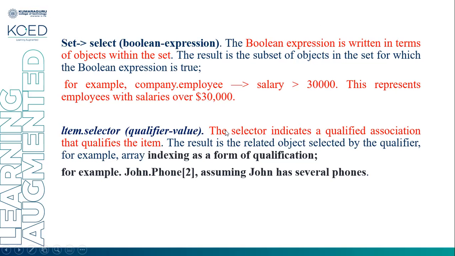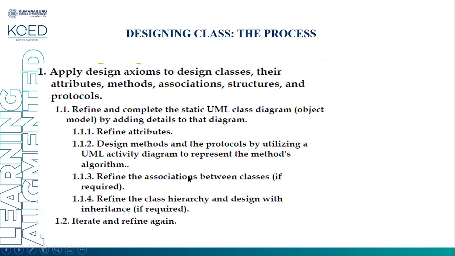The next one is item.selector[qualifier value]. The selector indicates the qualified association of the qualified item. The result is the related object selected by the qualifier. For example, indexing is a form of qualification. John.phone[2], assuming that John has several phones. The phone[2] means the phone number stored at index position 2 will be extracted.